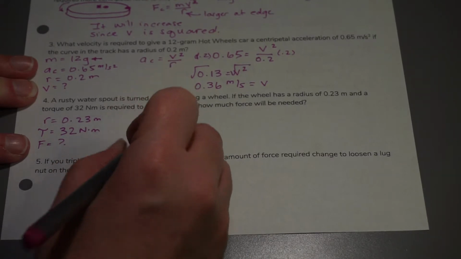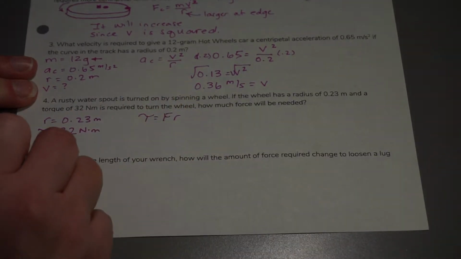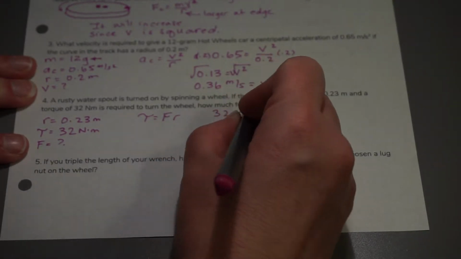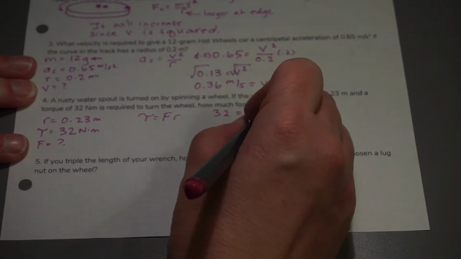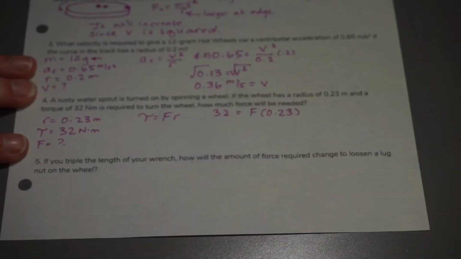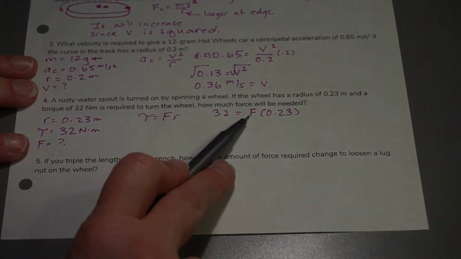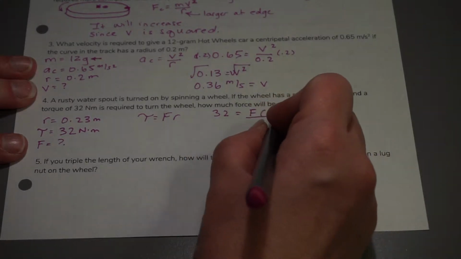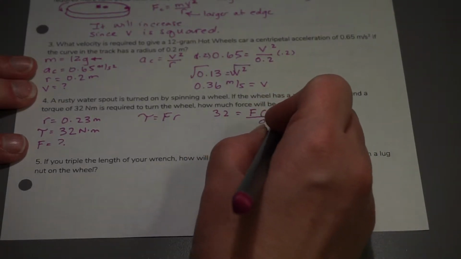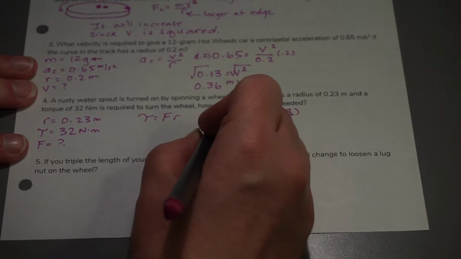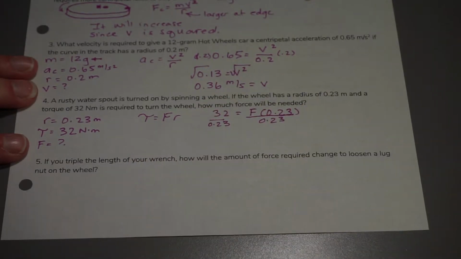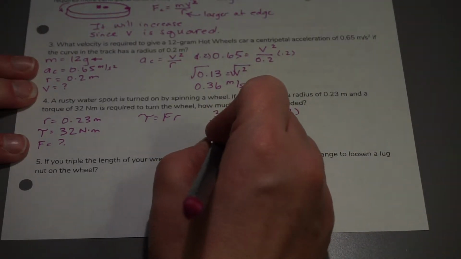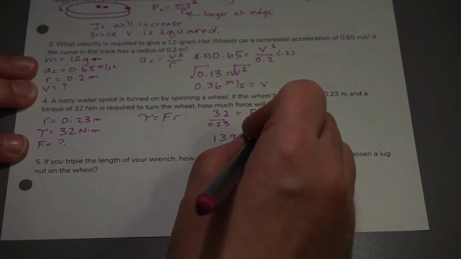So our torque equals force times radius equation. We will plug in the numbers that we know. 32 equals F times 0.23. To get the F by itself, we'll divide both sides by 0.23. And we will get an answer of 139 newtons.